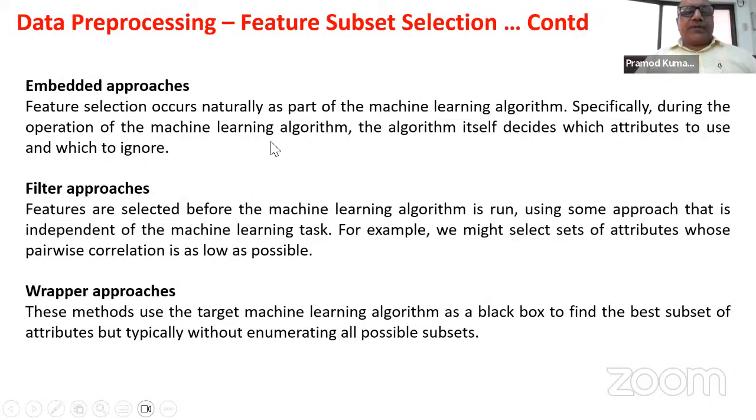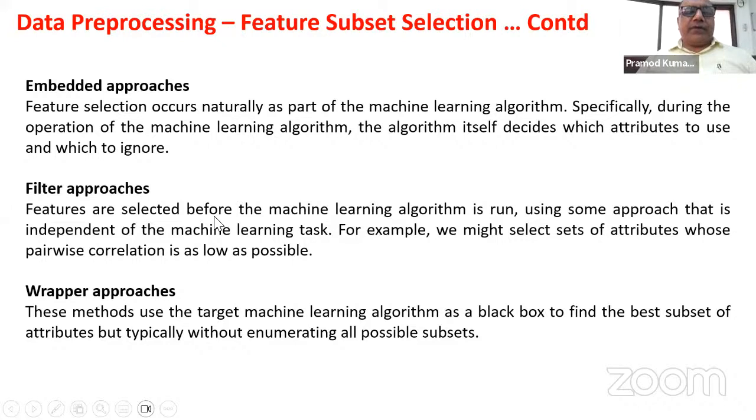Specifically, during the operation of the machine learning algorithm, the algorithm itself decides which attributes to use and which to ignore. So obviously you can think that this is the best approach: give the whole data set, I mean the full feature set, to the algorithm, and the algorithm will itself decide which is relevant and which is not relevant, and it will work on its own. So it doesn't require any human intervention. Okay, I will compare the wrapper and embedded, so I'm emphasizing this point: in case of the embedded, we do not tell what is to be done. The machine learning algorithm does it on its own.